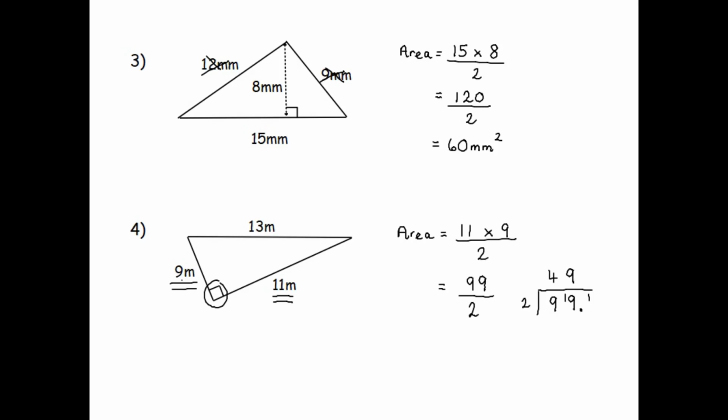So again, decimal points down and add a 0. And then how many 2's go into 10? 5. So our final answer is 49.5 units from the question, so metres squared. So remember your area of a triangle, base times height and halve it.